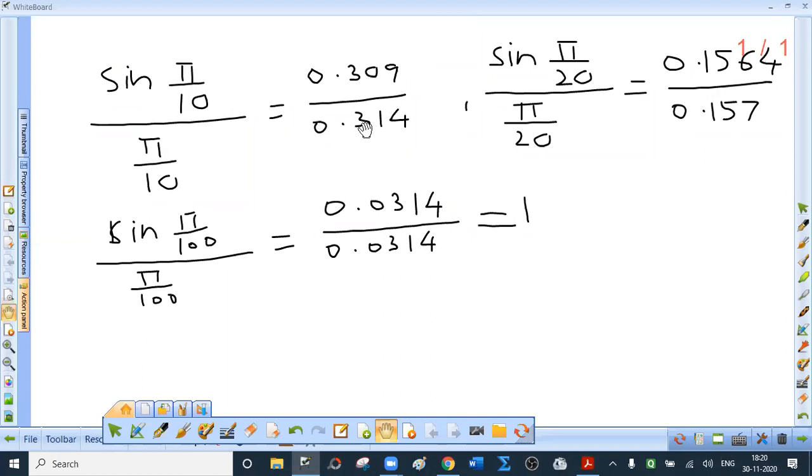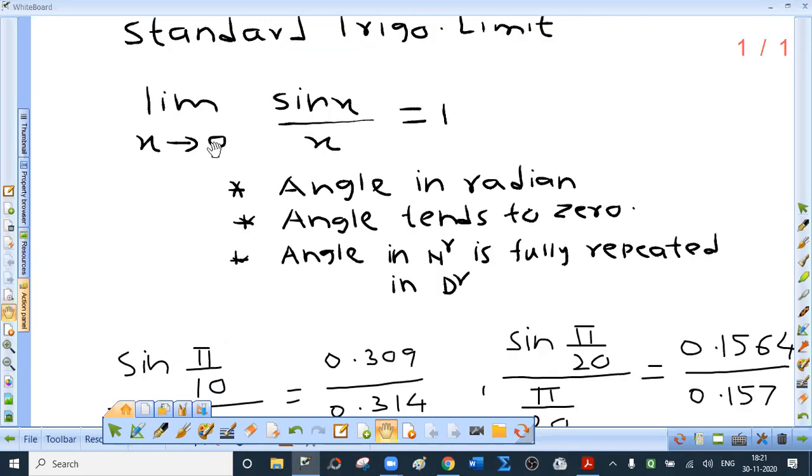Now I consider smaller angle, say pi by 20. So in that case, sin pi by 20 is 0.1564. Denominator is 0.157. Again smaller one, pi by 100, that is 1.8 degree. Sine of 1.8 degree is 0.0314. 3.14 upon 100 is 0.0314. This is the ratio of unity, right? So as we consider angle in radian, smaller and smaller, and it approaches 0, then we get this result. Limit x tends to 0, sin x upon x equal to 1.